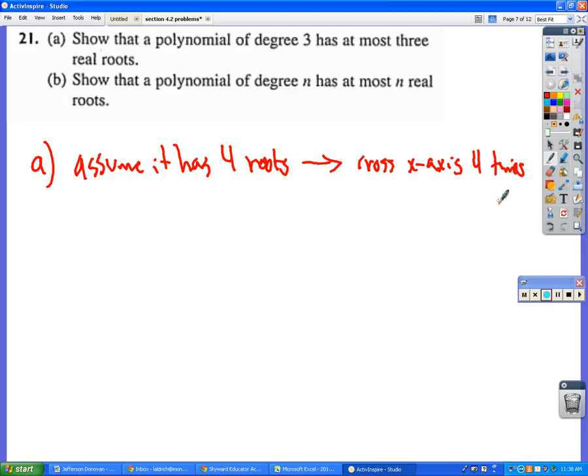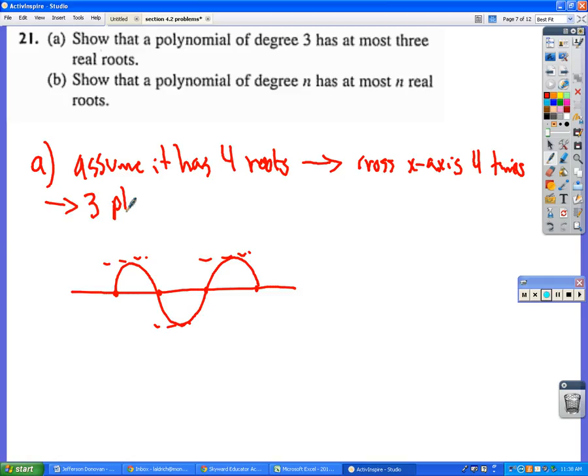Okay. And so if it's going to cross the x-axis 1, 2, 3, 4 times, according to Rolle's theorem, how many places must there be where the derivative is equal to 0? 3. So if it's going to cross the x-axis 4 times, then that means there will be 3 places where the derivative equals 0.